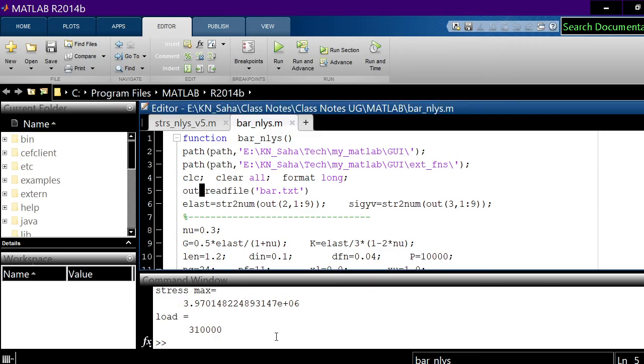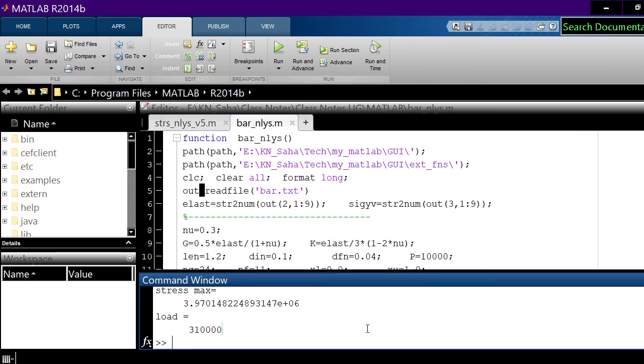And now what happens? Where is our input? See here.